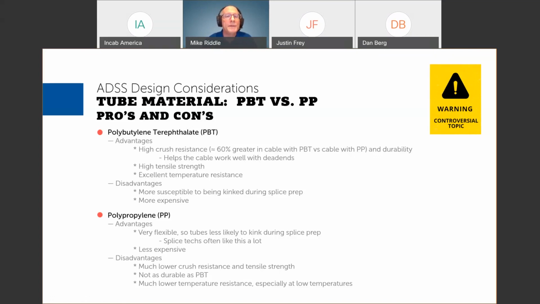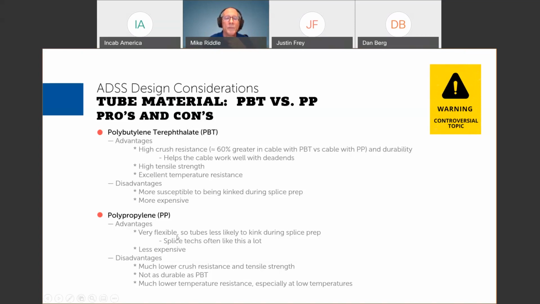It has high tensile strength and it has excellent temperature resistance. But the disadvantages are it's more susceptible to being kinked during splice prep, and this is a significant disadvantage. Splice techs do have to be reasonably cautious and careful when they're handling the tube, because otherwise they can kink it and that could do something bad to the fiber. And it is more expensive.